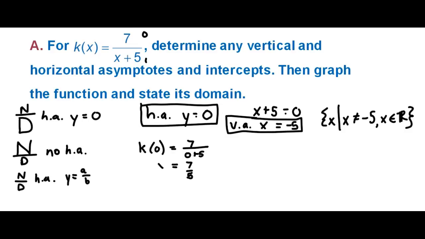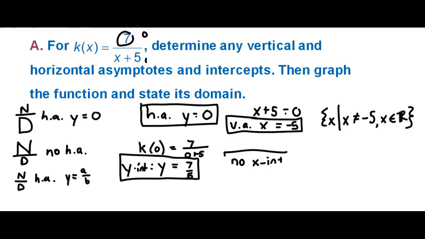So that's my y-intercept. And my x-intercept is going to be where the numerator is actually equal to 0. There is no place where 7 is equal to 0, so I have no x-intercepts for this graph. We're going to look at an example next where we do have some x-intercepts.